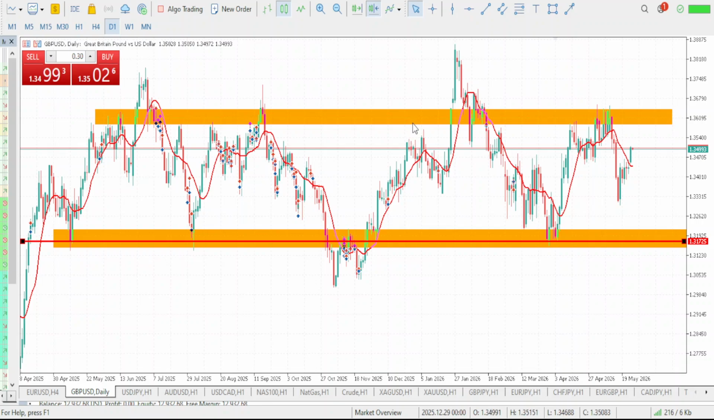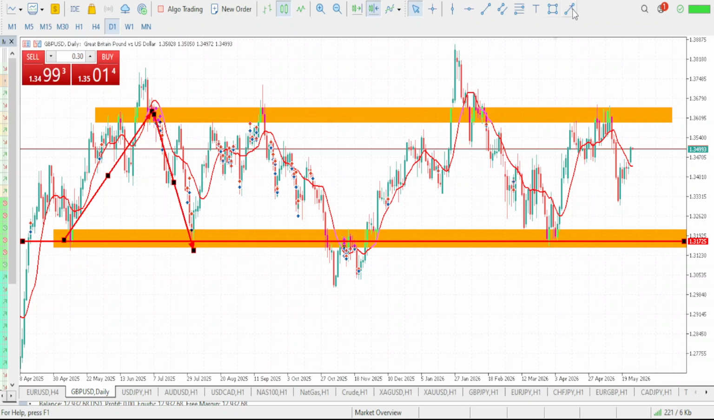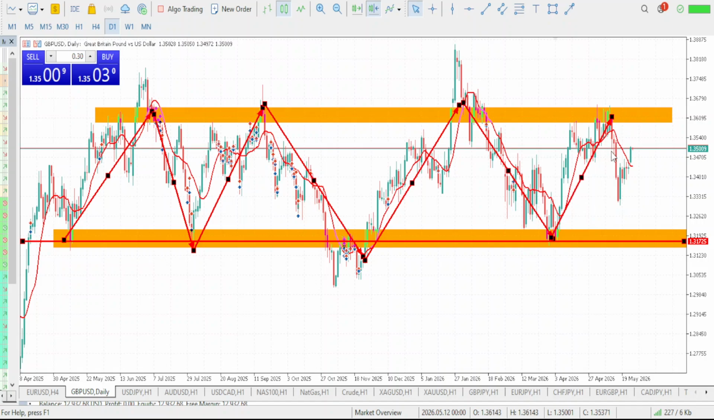Now, if you pay attention to what markets is doing right here, markets literally was able to come up, rally up to tap our resistance. Then it rejected from the resistance and dropped back to tap our support. Market also rejected from the support, came back to tap our resistance. Also rejected from the resistance and dropped to tap the support. Rejected from the support and came back to tap the resistance. Rejected from the resistance and dropped to tap the support. Eventually rejected from the support and came back to tap the resistance.